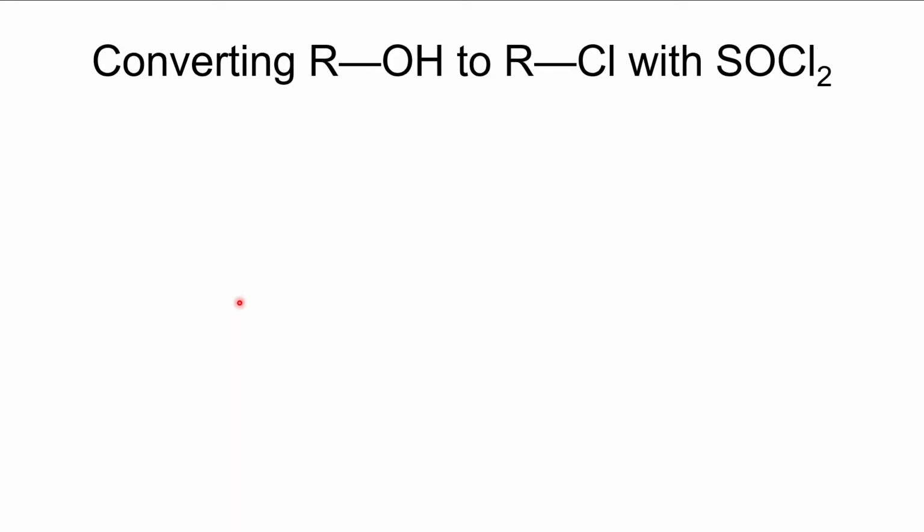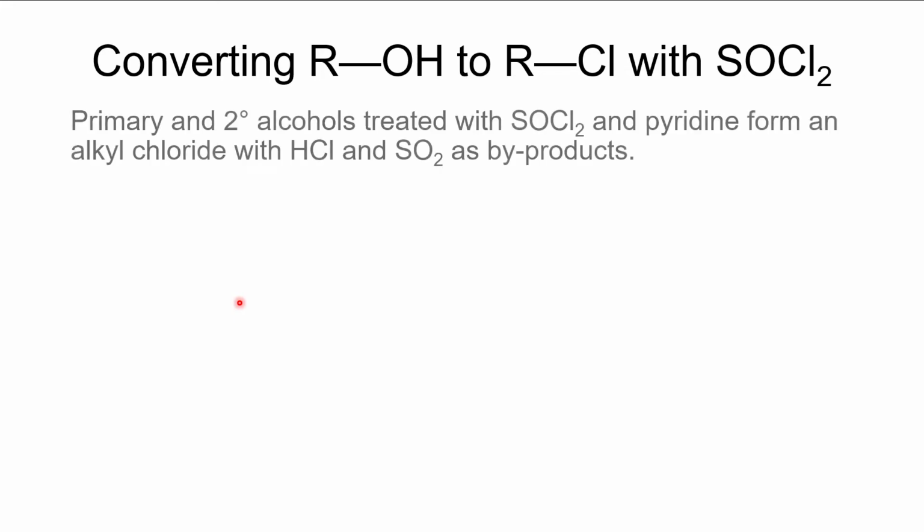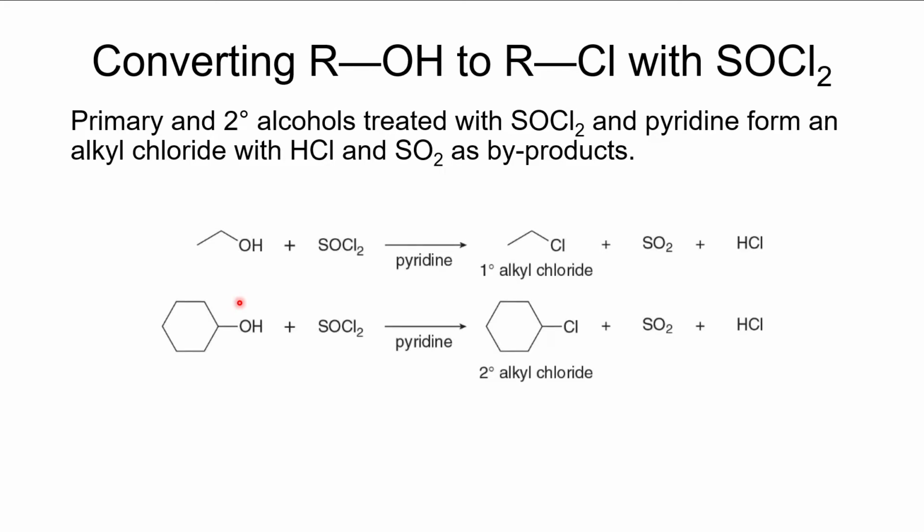All right, so converting the alcohol into an alkyl chloride with thionyl chloride. We'll take the primary and secondary alcohols and we'll treat them with the thionyl chloride and pyridine. And pyridine is important here. And it forms an alkyl chloride with HCl and SO2 as our byproducts. So here's a primary, there's a secondary. Notice we can't do tertiary. And because it's primary and secondary and not tertiary, that tells us this probably is a particular type of mechanism.